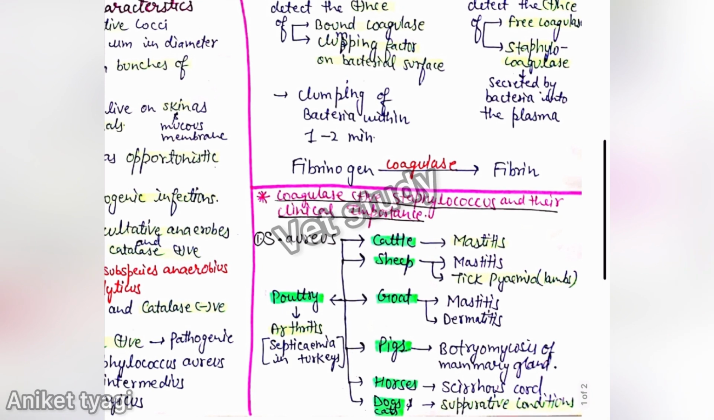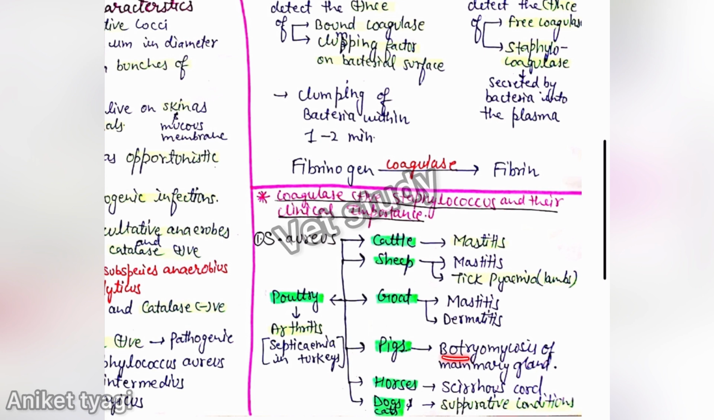After this we have coagulase positive Staphylococcus and their clinical importance, like Staphylococcus aureus. Staphylococcus aureus causes mastitis in cattle. It causes mastitis and tick pyemia in lambs. Basically they cause different diseases, but we are talking about the main diseases only, okay. They cause a number of diseases, but we are only talking about the main ones. And among the main diseases you should learn 2 or 3 very importantly. Like in cattle they cause mastitis, in sheep they cause tick pyemia, very important, this tick pyemia, in lambs especially, not in adults, right.